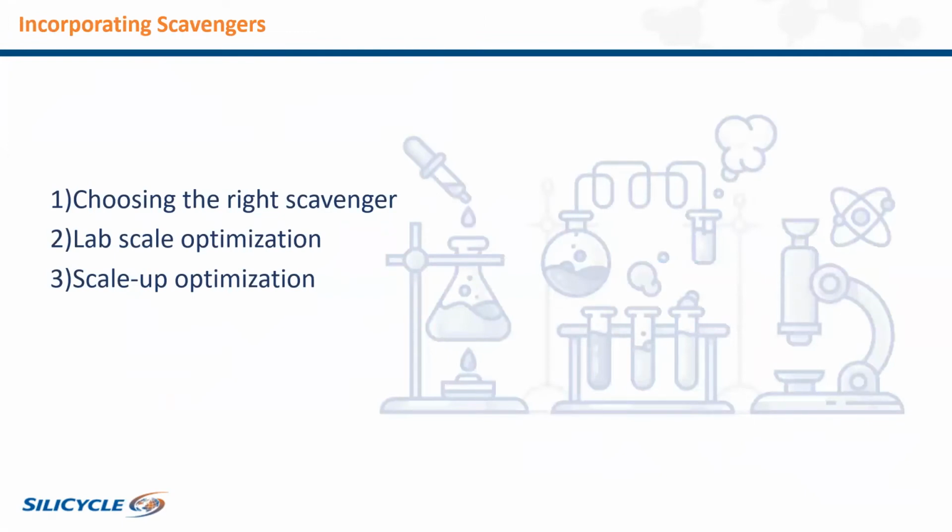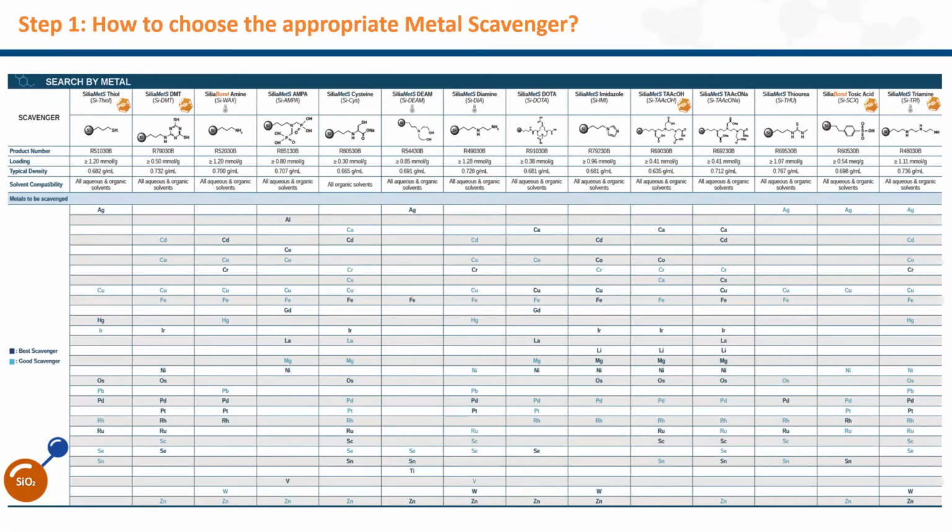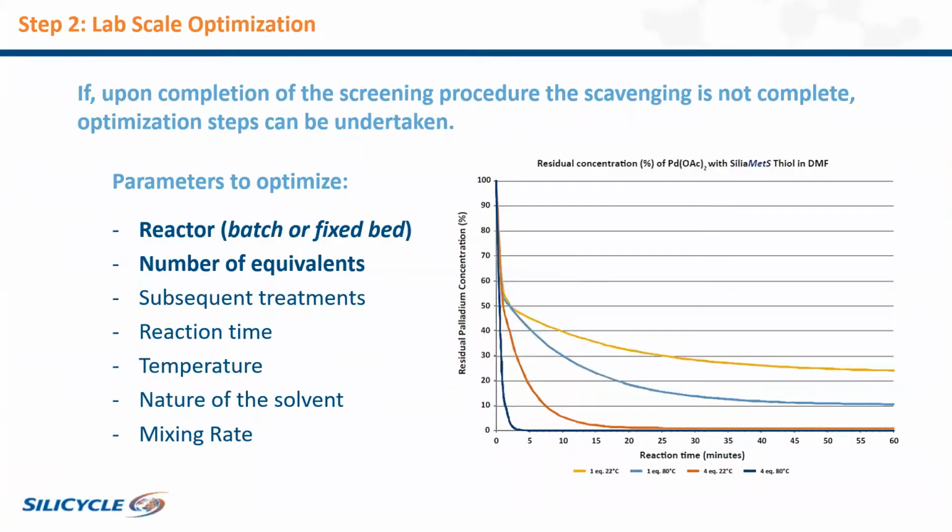So how do you do that? Well, the first step is to choose the right scavenger. Then once you find it, you can optimize at the lab scale and then do the scale-up optimization. To find the right scavenger, you can use a table that is available from us on our website or in different publications. You can see in the table that we have almost any kind of scavenger for any kind of metal. So the first step is to pick the different scavengers that you want to screen, find the one that works the best, and then move on to the lab scale optimization.